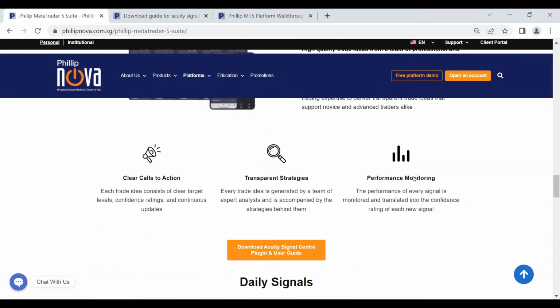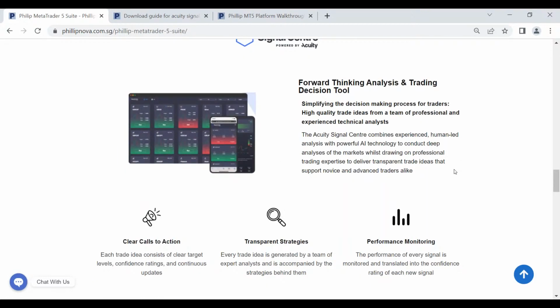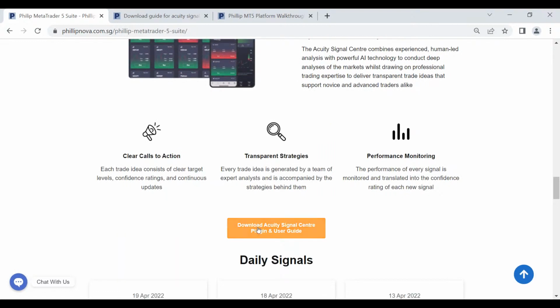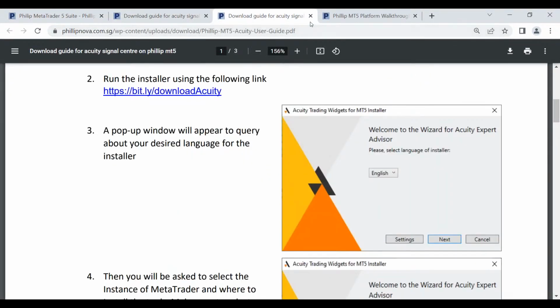Okay, and then this Signal Center powered by Acuity. Because this is new, we are particularly excited to share this with you. Right. Okay. So today we would be going through the step-by-step download of this feature. Okay. So how you can see how to download is by clicking on this button here, Download Acuity Signal Center plugin, and also look at the user guide. So once I click on this, I should be brought to a new PDF.